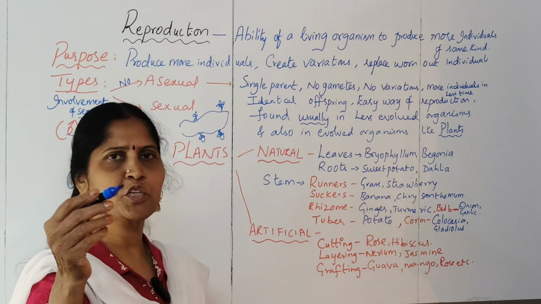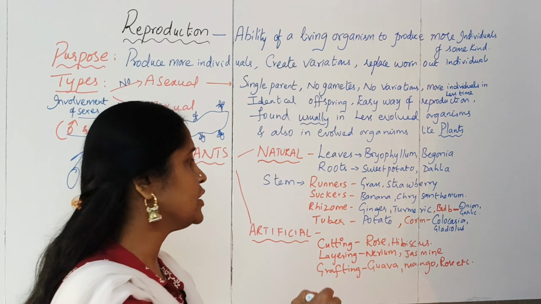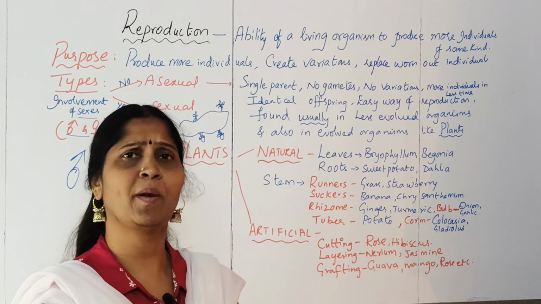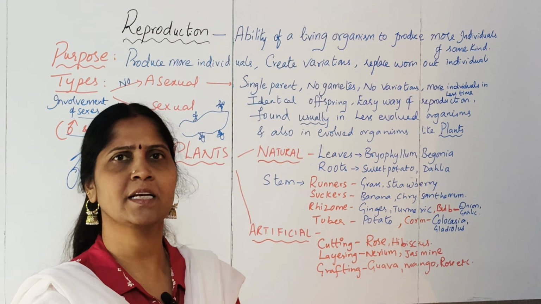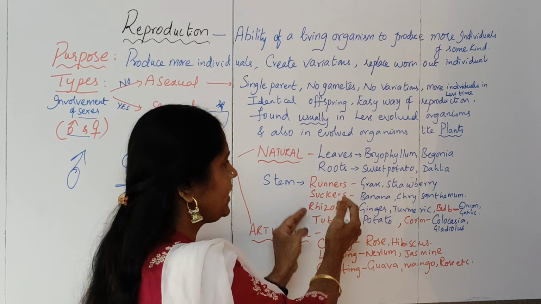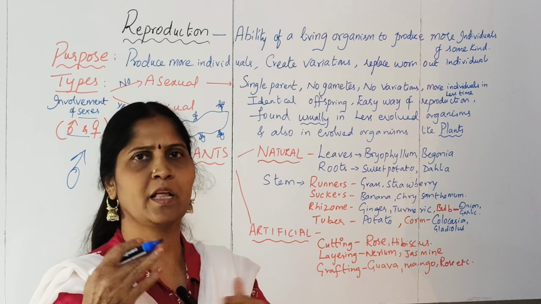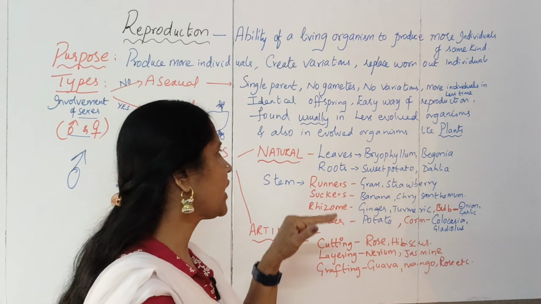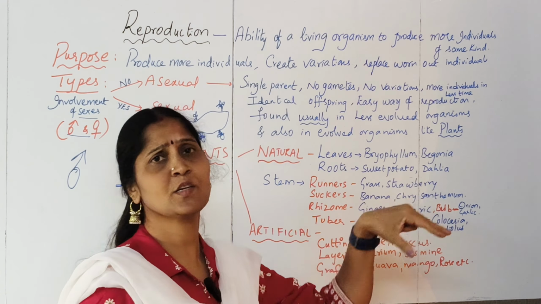And then when we talk about natural propagation, the most important way is through the stem. The stem of plants is modified in different ways and is called by different names. All these are the different names for the stem when it gets modified in different ways. So we have what are called runners. The examples are grass and strawberry.